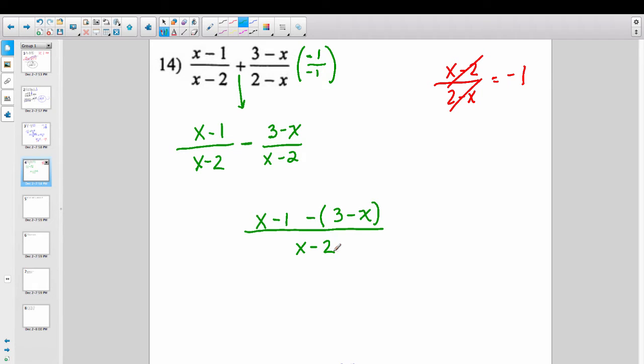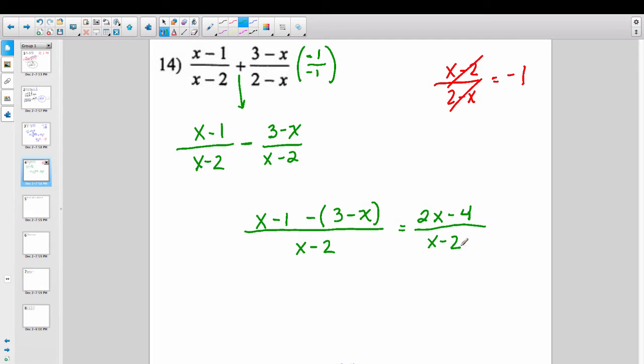Now if we combine like terms, x subtract negative x, well that's a double negative again, so that would be 2x. Negative 1 subtract 3, that's negative 4. And that's on top of x minus 2.